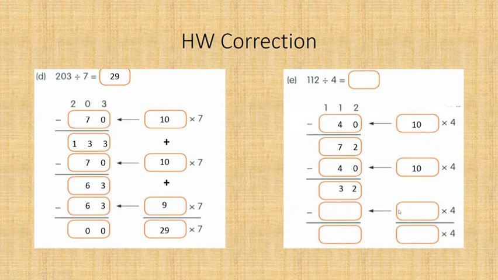So right now I'm thinking of a number that if I multiply by 4, it's going to be near to 32 or exactly 32. So if you think carefully, you'll find out that 4 times 8 is going to be equal to 32. And if you subtract 32 minus 32, it's going to be 0, and happy face. So right now I didn't get the answer yet. I have to add these numbers together to get the answer of the division. So 10 plus 10 equals 20, and 20 plus 8 is going to be 28. So 112 divided by 4 is equal to 28.